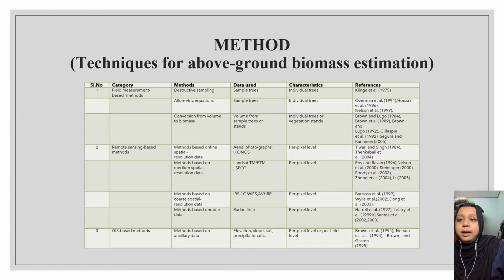And the last category is GIS based method. The method that we use is based on ancillary data, and the data that we use is elevation, slope, soil, and precipitation. And the characteristic that we use is per pixel level or per field level.